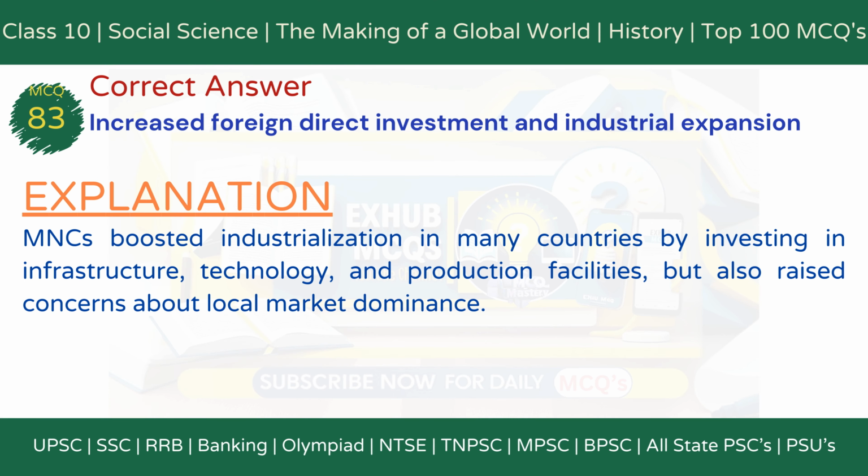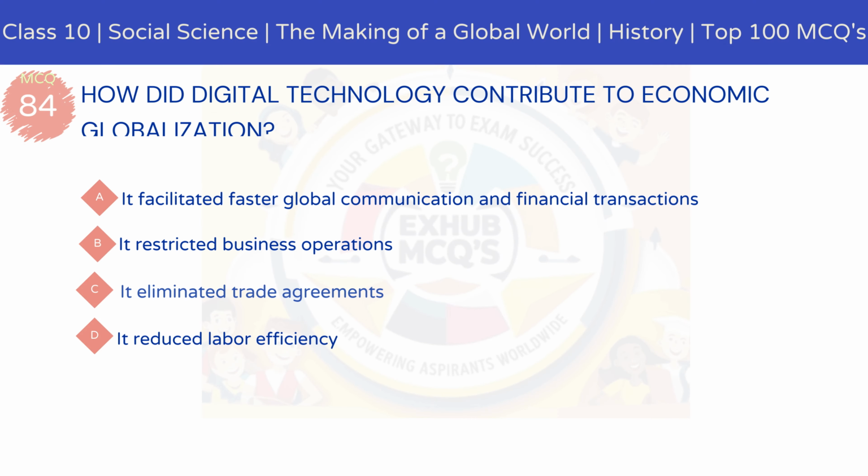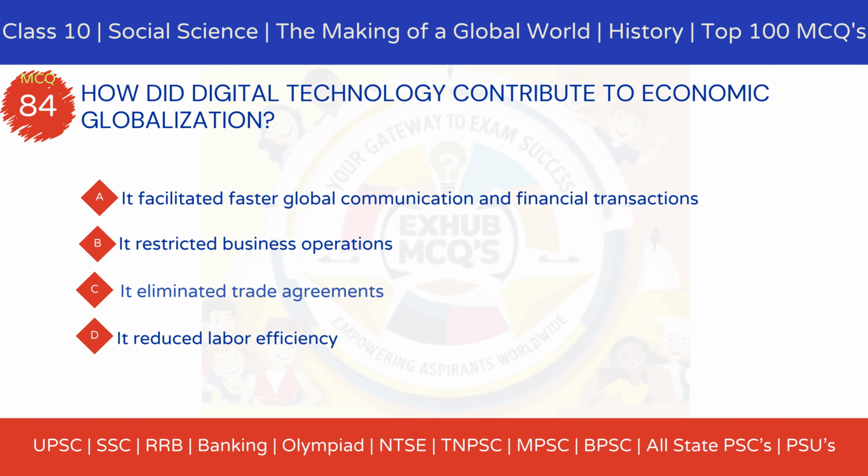The correct answer is option A. Increased foreign direct investment and industrial expansion. Explanation. MNCs boosted industrialization in many countries by investing in infrastructure, technology, and production facilities, but also raised concerns about local market dominance. MCQ 84. How did digital technology contribute to economic globalization?